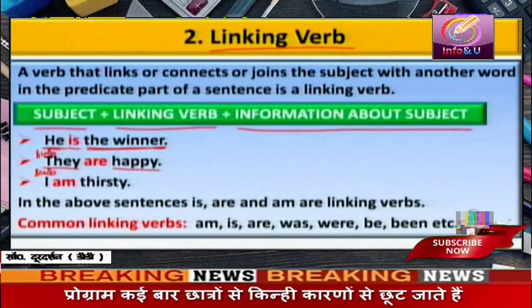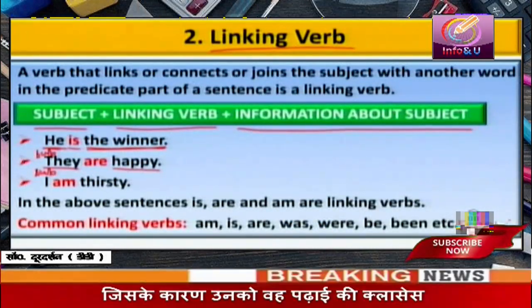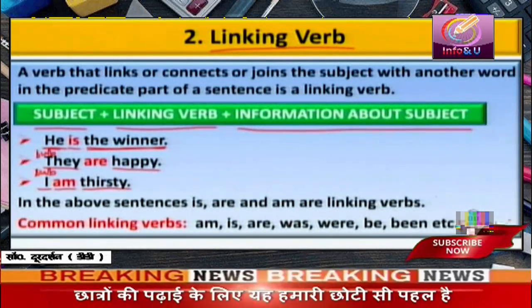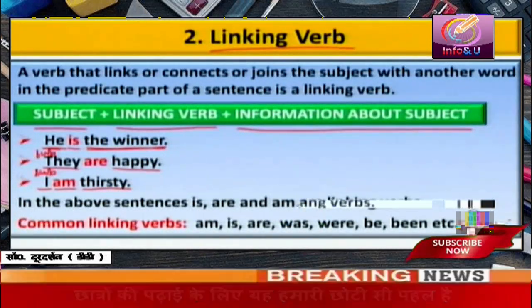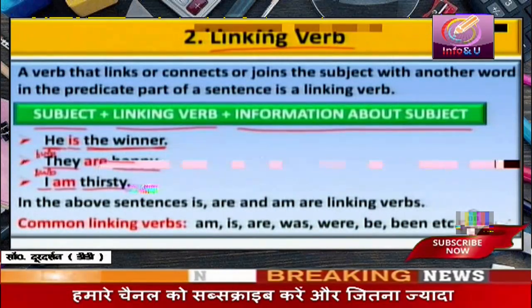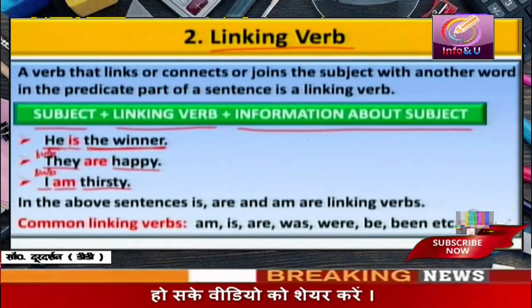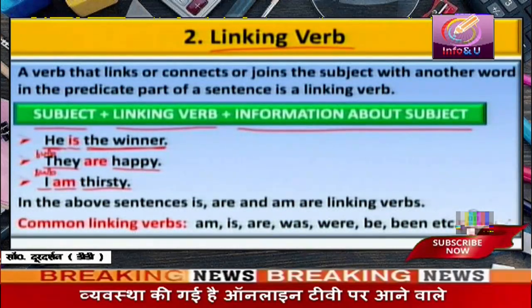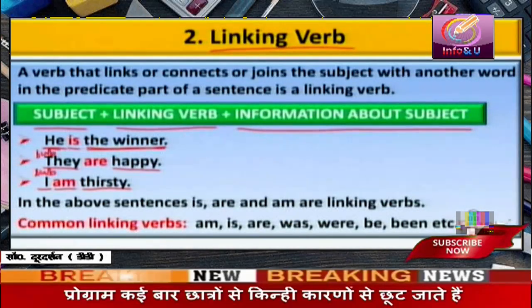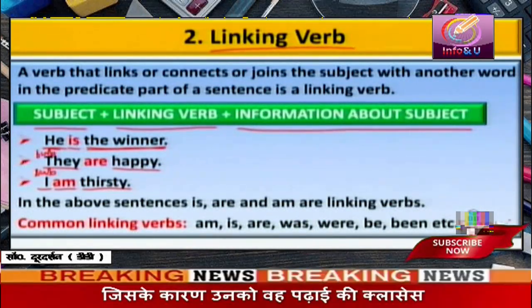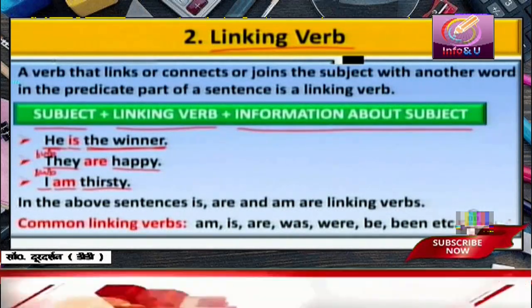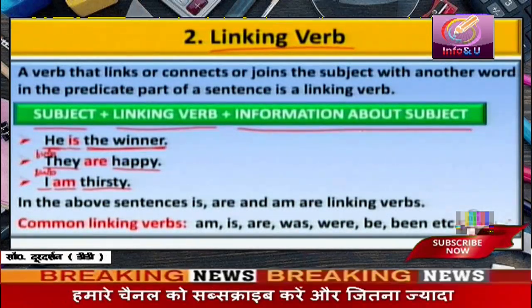Next sentence, I am thirsty. In this sentence, am is verb, I is subject, and thirsty is information about the subject. So, am is linking verb. Why is am a linking verb? Because this verb is connecting two words, I and thirsty. So, in the above sentences, is, are and am are linking verbs. Common linking verbs which we frequently use in sentences are am, is, are, was, were, be, been, etc.